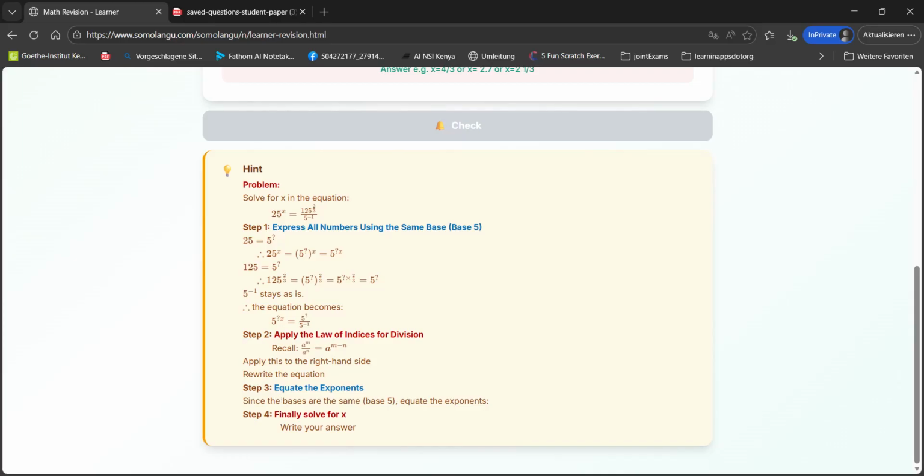Finally, once you have both the left hand side and the right hand side to the same base, which is base of 5, we can cancel out the bases and then we can equate the exponents, that is the powers. And this will enable us to solve for x. So let's do it practically.